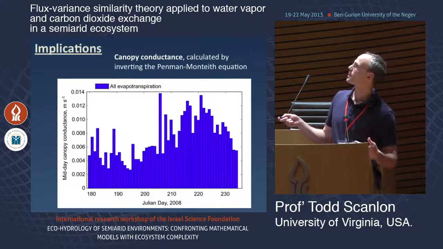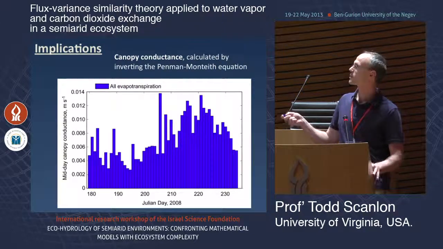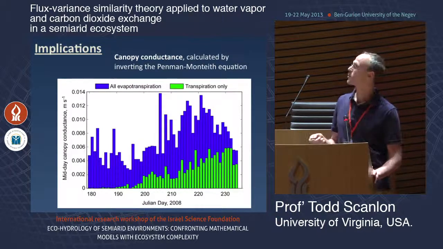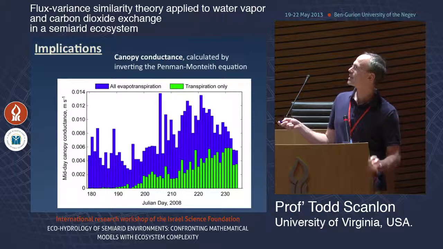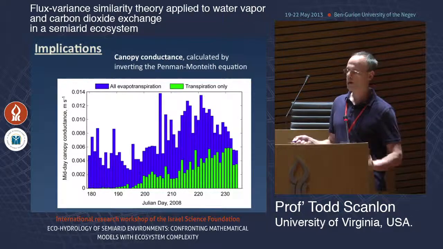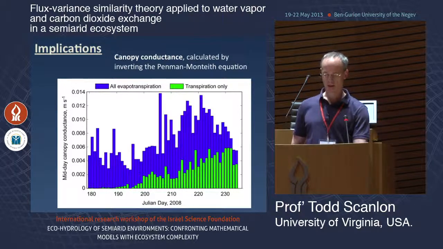When we want to measure canopy conductance, often what is done is inverting the Penman-Monteith equation. These are the results that you get just by taking the bulk measured water vapor flux. But really, to understand how the ecosystem is responding to forcing, we want to concentrate on that transpiration flux only to get at the canopy conductance, and you can see that they differ by quite a bit.